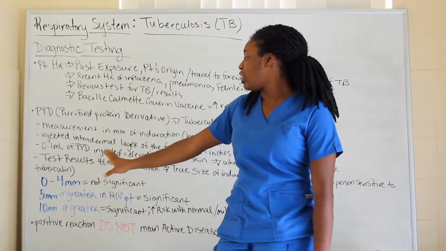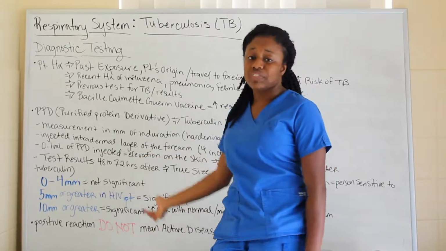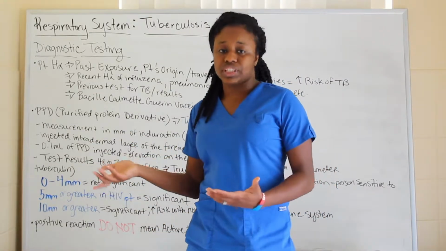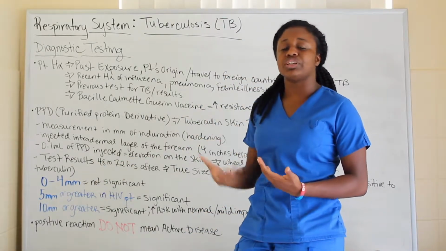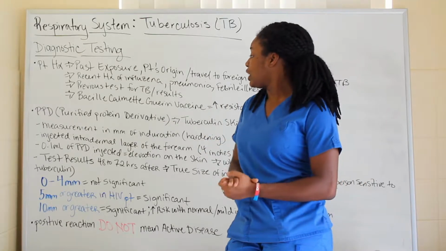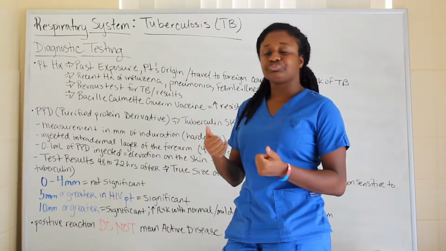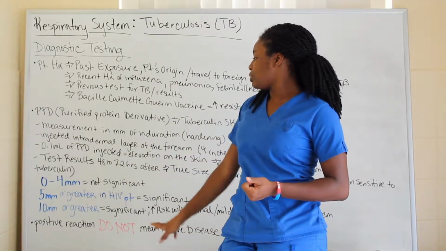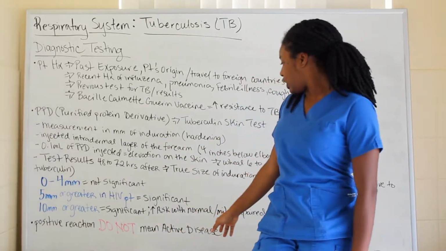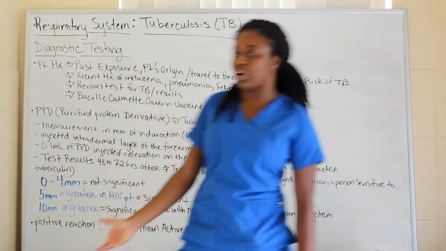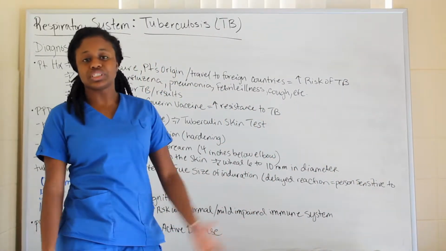If you have 5 millimeters or greater in an HIV patient, that is a significant finding, okay? So they will do other testing to make sure that they're able to rule out TB, all right? And if you don't have HIV, 10 millimeters or greater is significant for people who are normal or have a mildly impaired immune system.